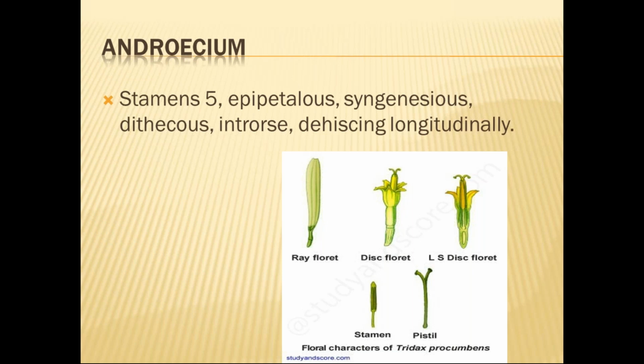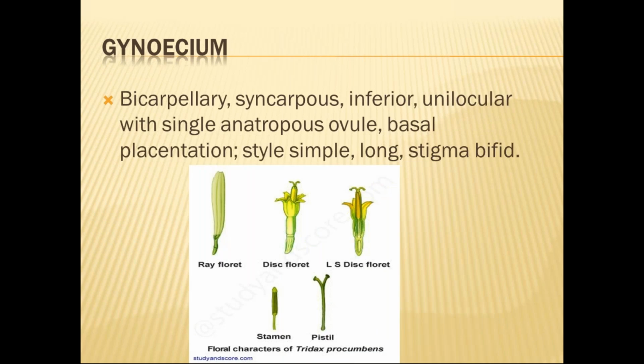What we are going to see in this particular family: the gynoecium is bicarpellary, syncarpous, inferior ovary, unilocular with single anatropous ovule with basal placentation. It is an important thing. What we saw in the previous family also, they have basal placentation. Here also there is basal placentation. The style is simple but long, and the stigma is bifid. As we see how the pistil or ovary is there, just beside the stamen, this is the picture of that ovary.